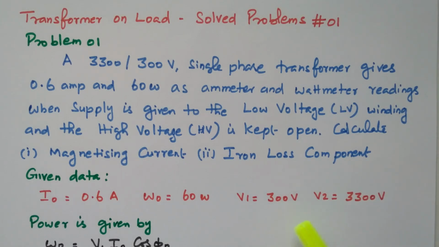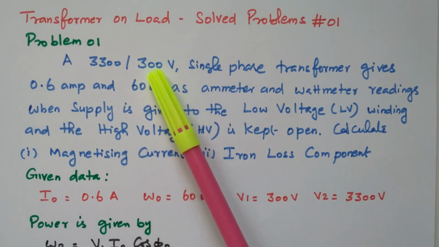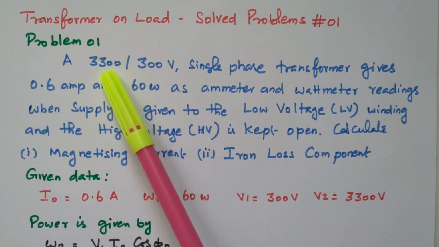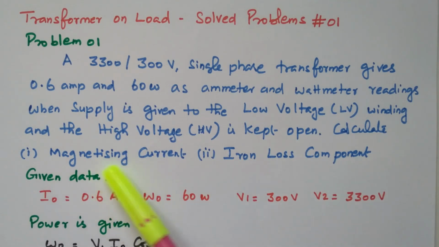Here the voltage is applied to the low voltage side and the high voltage side is kept open, so 300 is taken as V1, 3300 is taken as V2. See the ratio available here. This 300 side is taken as the primary winding, 3300 is taken as the secondary winding, which is kept open. Now we need to find the magnetizing current and iron loss component.